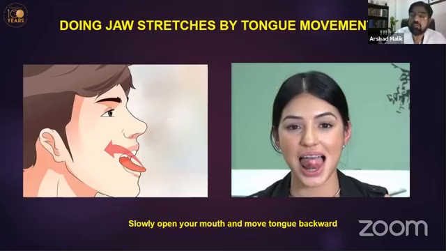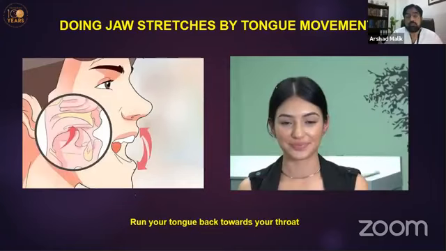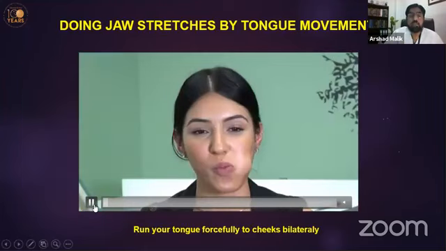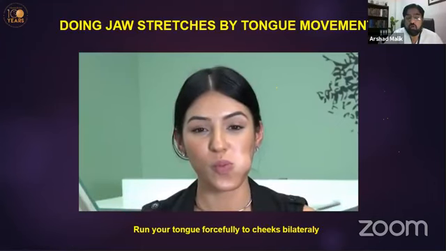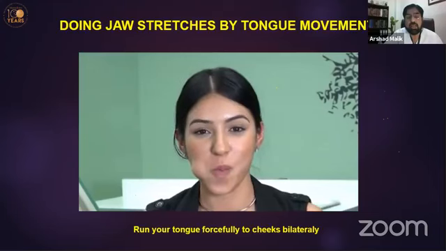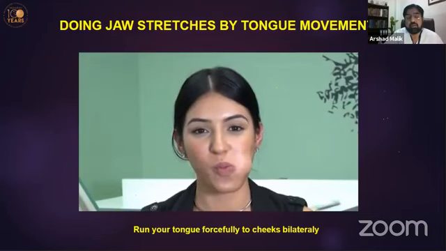This is the exercise we have mentioned, and now the next is to run your tongue forcefully to the cheek bilaterally, right and left. You are going to push your tongue to the right and left, and that is the main thing. You are going to push your jaw.